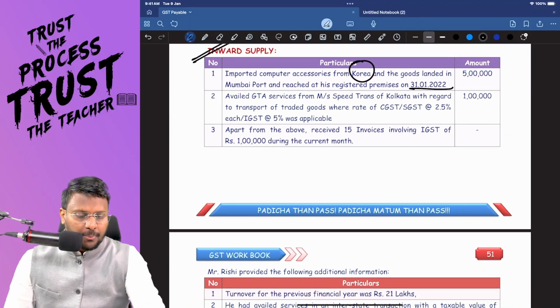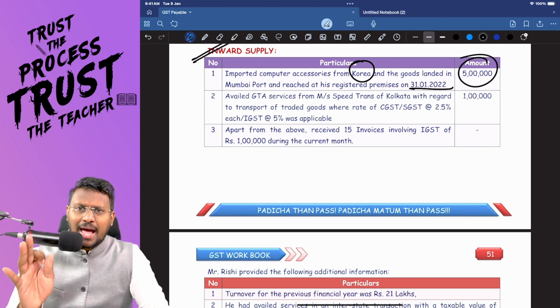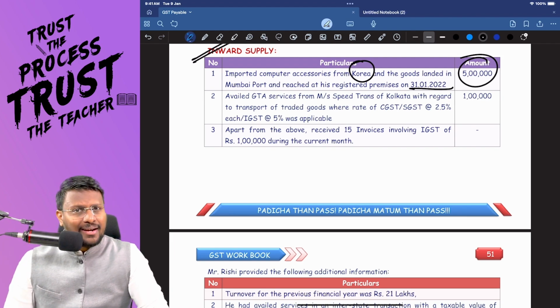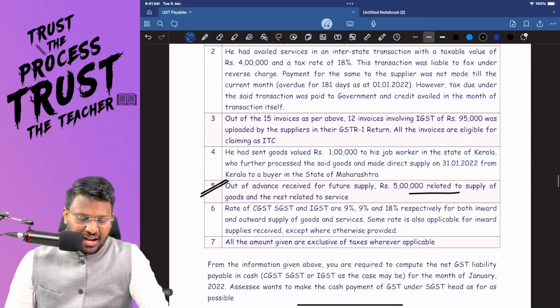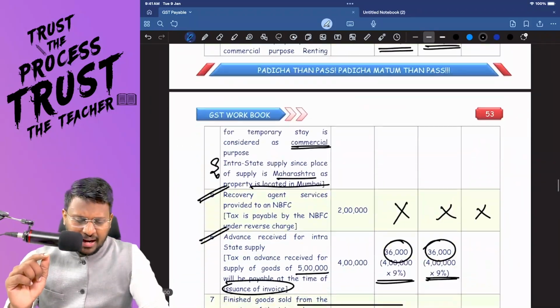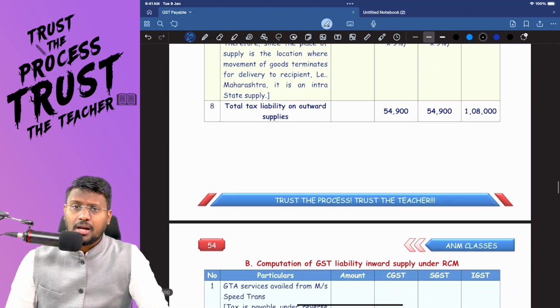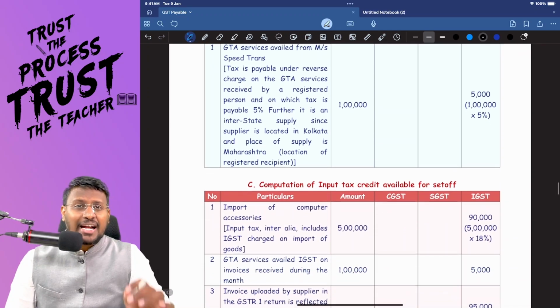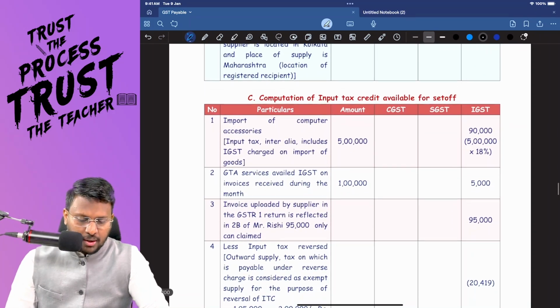Actually, we imported for a value of how much lakh? 5 lakh. It is received on the last date of the current month. Where was it received? It was received in Mumbai port. My dear lovable students, has it been received in our premises? Sir, in order to claim ITC, 5 conditions should be satisfied. What are the 5 conditions? Actual receipt of goods or services or both, right?